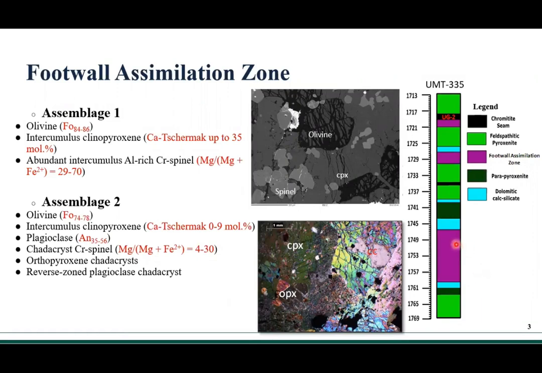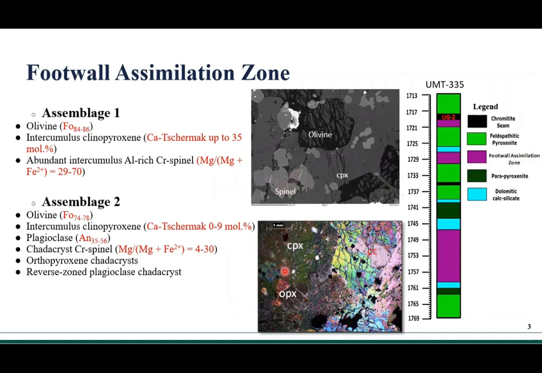The first type of assemblage contains olivine that has a very high forsterite content that ranges between 84 to 86. There are also intercumulus spinels that have a very high calcium component that goes all the way to 35 mole%. There's also an abundance of chromium spinel that is aluminum rich, and it has a very high magnesium number.